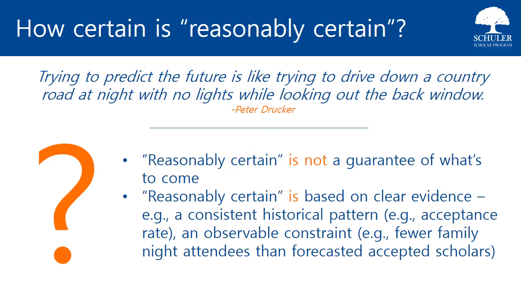The other way to do this is an observable constraint. If we go back to our first example of we had a target of 50 people to attend family night, but we only found 25 that we could invite, well, clearly you can't get to 50 if you start with 25. So that's an observable constraint, and that certainly qualifies as reasonably certain evidence. Okay, that's it. As long as those two criteria occur, you can reforecast.